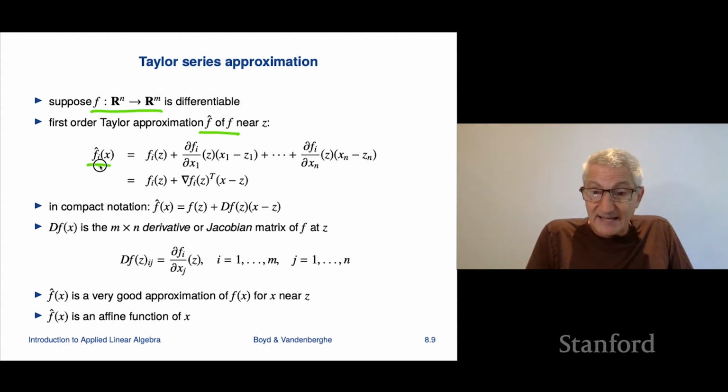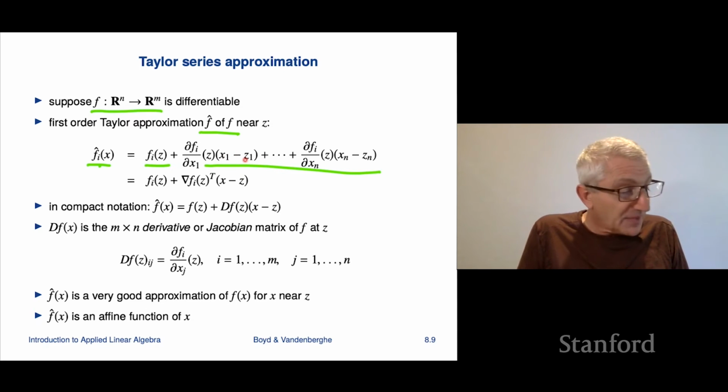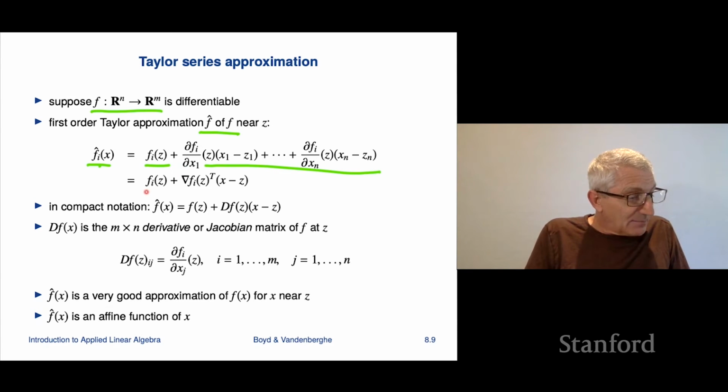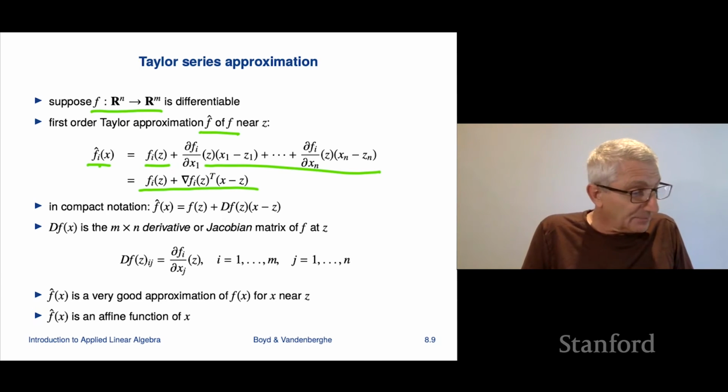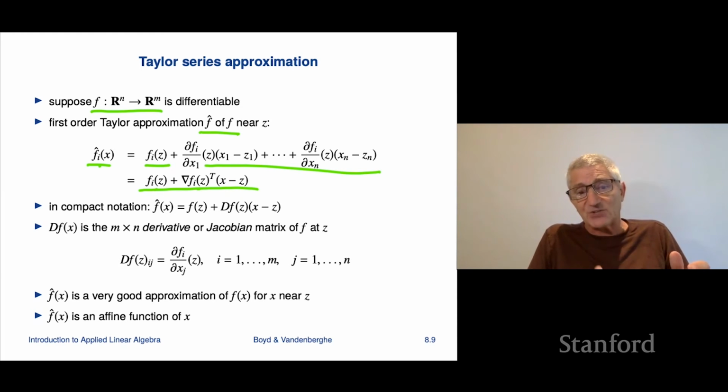It's f hat i of x is equal to fi of z, that's the value of f at z, plus, and then I have a whole bunch of little terms here. Each tells you about how much you've changed x from z, and then you multiply by the associated partial derivative. So that's just the Taylor expansion, and you've seen that before, and we write it out this way. In fact, we've seen this in previous lectures. It's an interpretation of the inner product. So it says that fi hat of x is fi of z plus the gradient of fi at z inner product with x minus z. Okay, and x minus z is interpreted as the deviation of x from z.